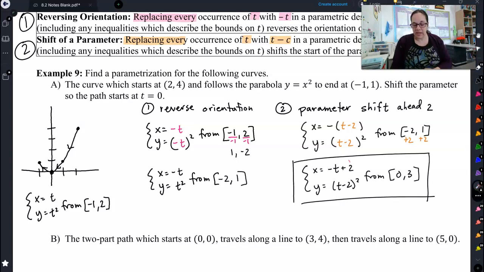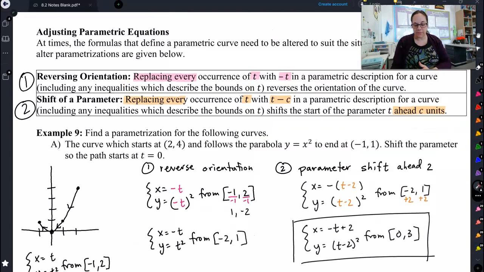And now, once again, you could make a t-table and graph this. It's going to be the same parabola shape, but now my arrows are going to go this way, and I'm starting from t equals 0 like it's asking me to. So that is an example of our 2 different adjustments we make. We have reversing the orientation, and we have shifting the parameter.